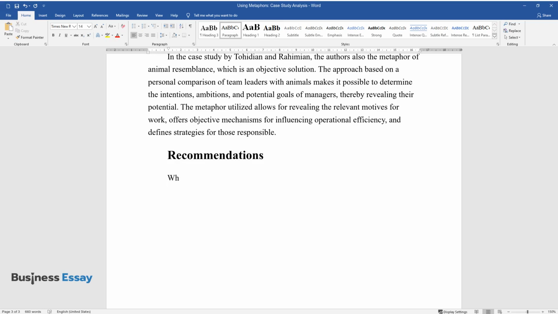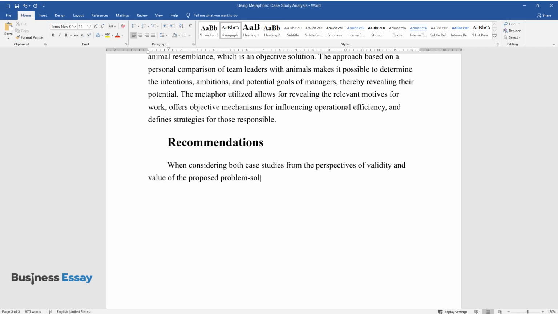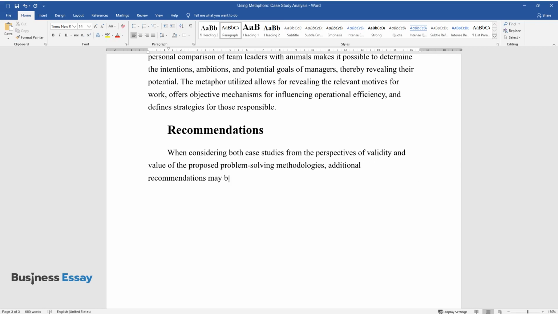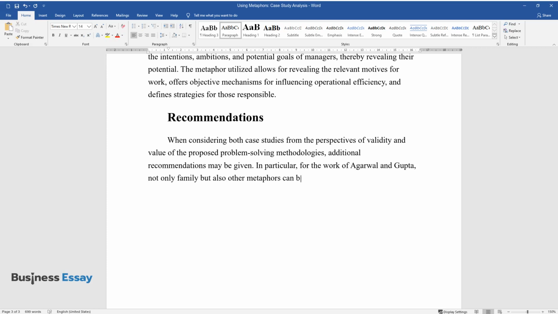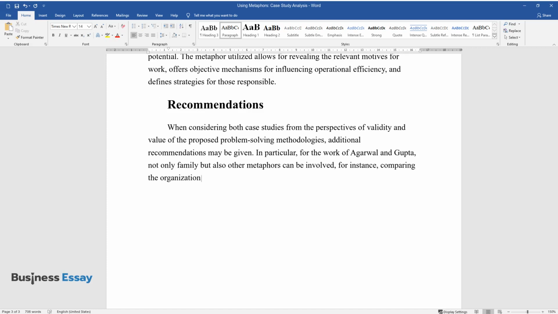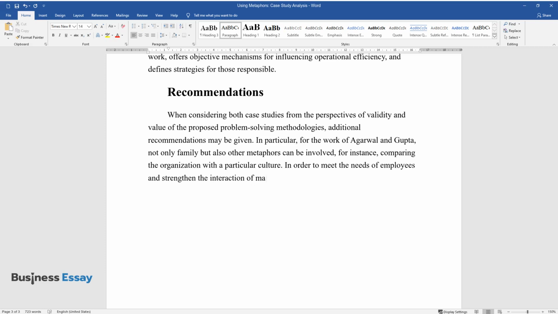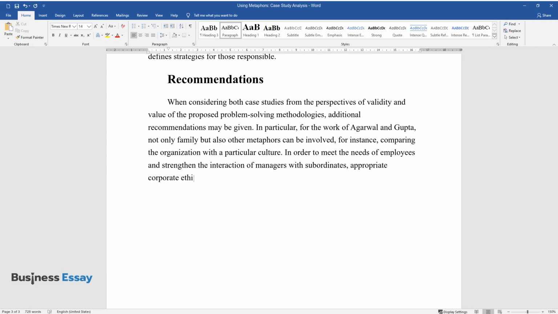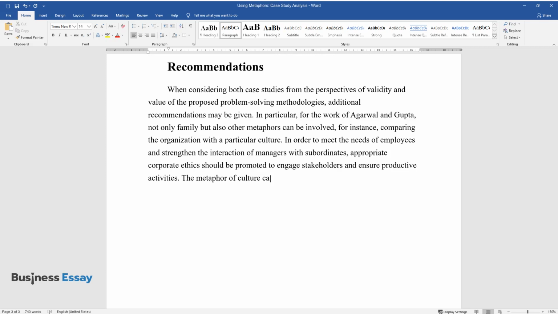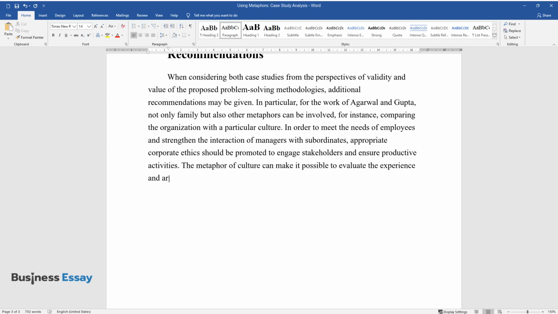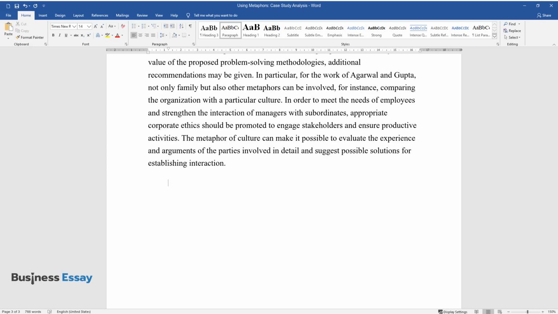Recommendations. When considering both case studies from the perspectives of validity and value of the proposed problem-solving methodologies, additional recommendations may be given. In particular, for the work of Agarwal and Gupta, not only family but also other metaphors can be involved, for instance, comparing the organization with a particular culture. In order to meet the needs of employees and strengthen the interaction of managers with subordinates, appropriate corporate ethics should be promoted to engage stakeholders and ensure productive activities. The metaphor of culture can make it possible to evaluate the experience and arguments of the parties involved in detail and suggest possible solutions for establishing interaction.